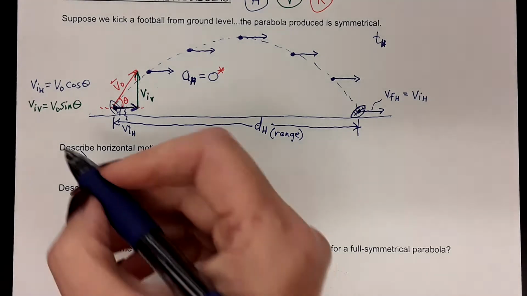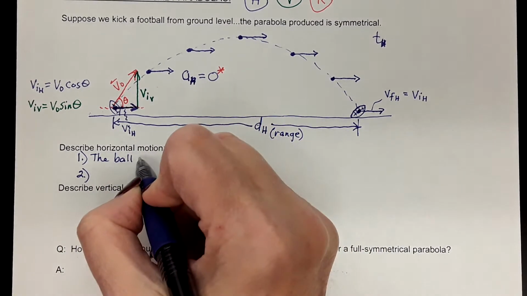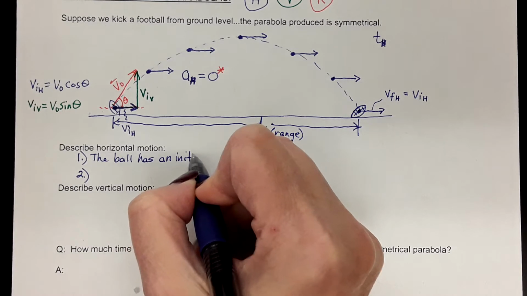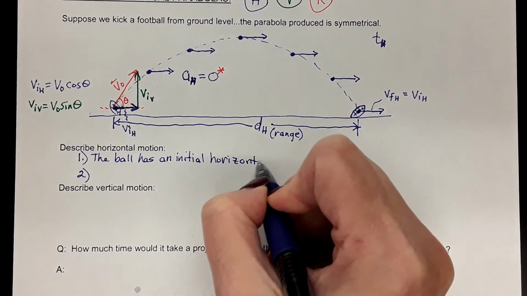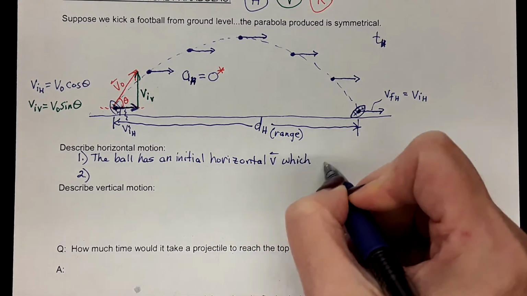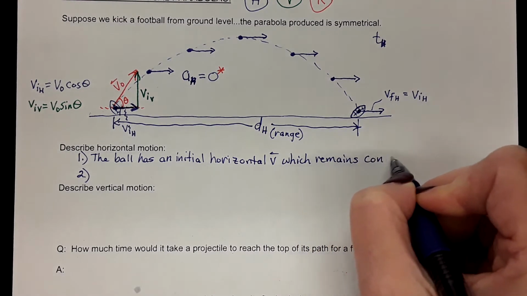In English, we would say the ball, or whatever the object is, has an initial horizontal velocity which, wonderful, remains constant.